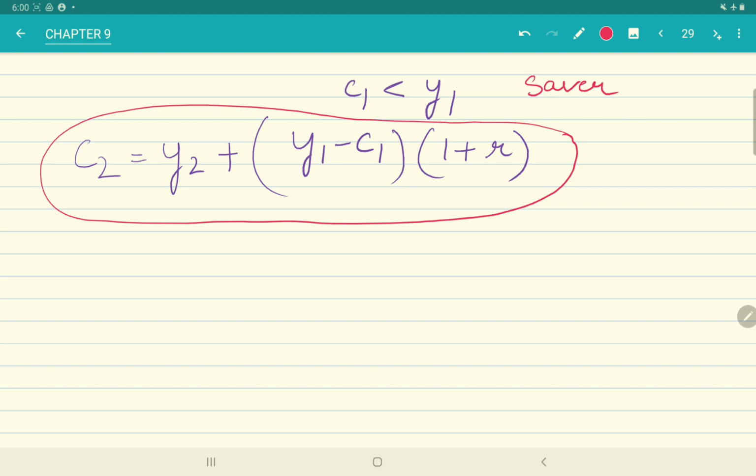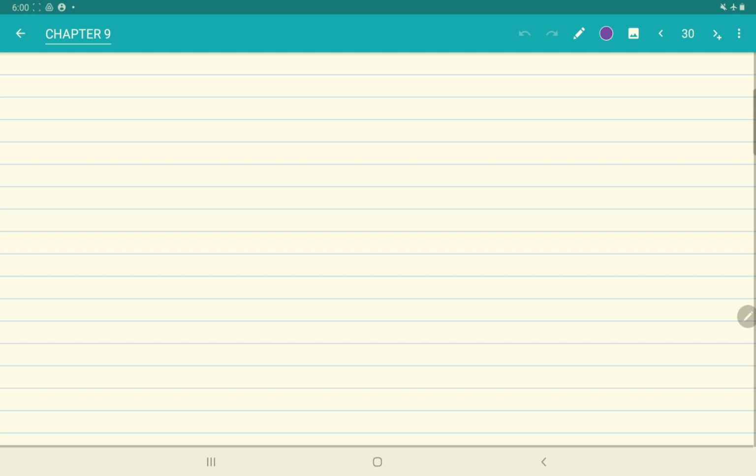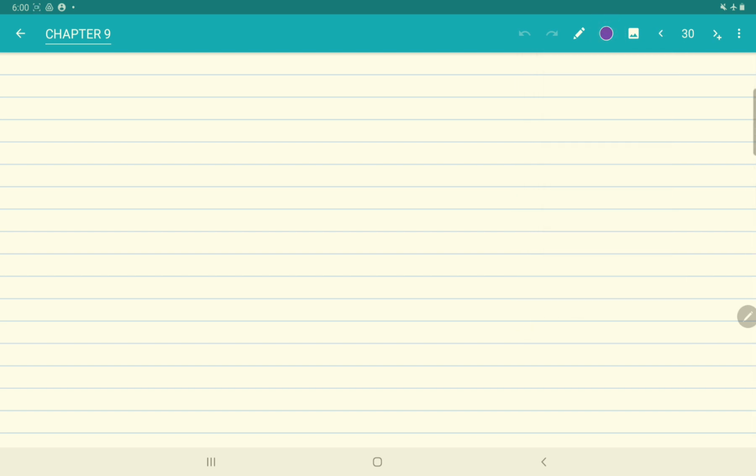Now the question is, find the optimal borrowing or saving plan. Find the optimal borrowing or saving plan. Now, in both cases, we see that if the student, okay, let's try to solve this now.